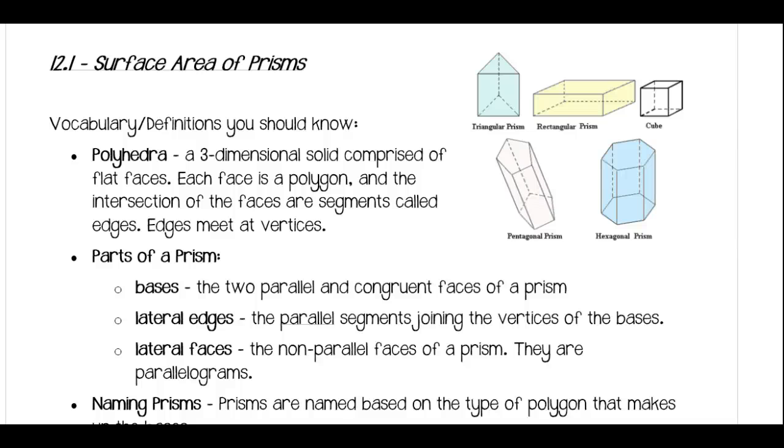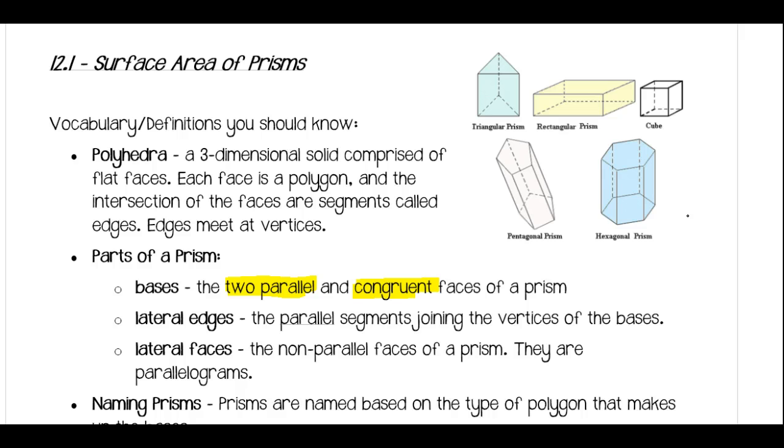So when we're talking about a prism, we want to look for bases. And the bases are going to be the two parallel and congruent faces. So this is important. The two parallel and congruent faces. Because in the pictures here, all of these figures kind of have the bases on the top and the bottom, but they don't necessarily have to be on the top and the bottom, and you don't want to get confused. The bases don't have to be top and bottom. They can be left and right as well. So keep that in mind when you're looking for the bases.